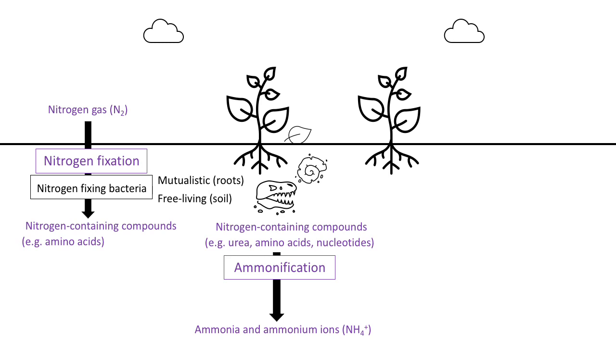And this process of ammonification is carried out by decomposers, also known as saprobionts. These are bacteria and fungi found in the soil.